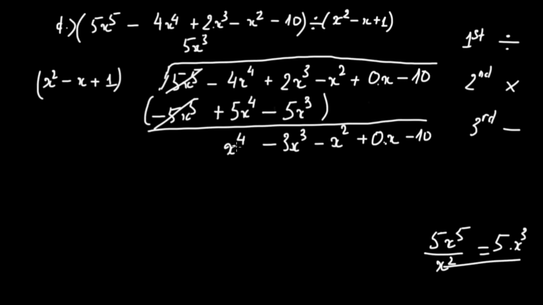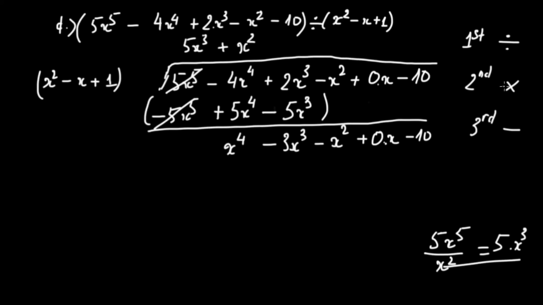Now you see x to the fourth, the power is 4, is greater than 2 right here, which means you can repeat the 3 steps here. And you take x to the fourth divided by x squared right here. You got x squared and you write down here.